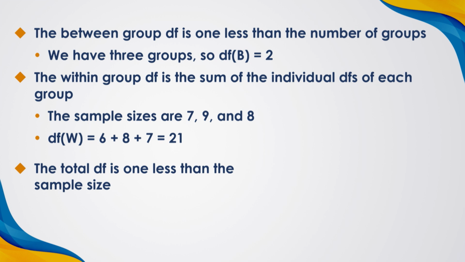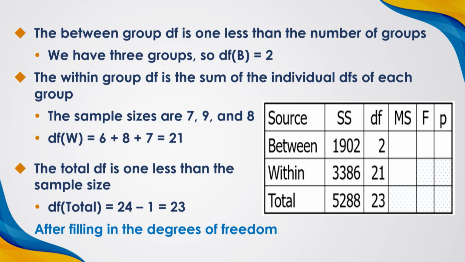Total degrees of freedom is 1 less than the total sample size. The total sample size is 24, so you have to subtract one. So, degrees of freedom for the total sum of squares is 23, for the within groups sum of squares is 21, and for the between groups sum of squares is 2. After putting in these values, this is the improved table, and this is called the ANOVA table.